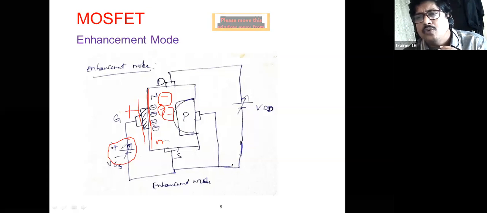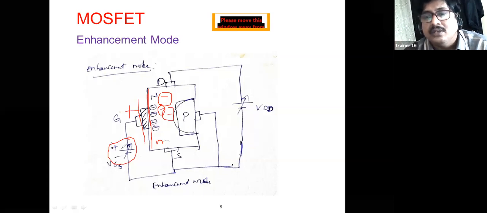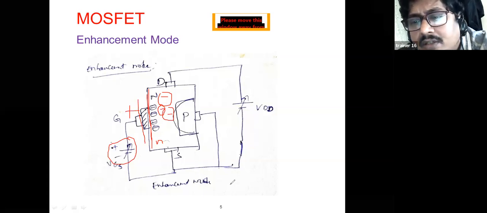We can give VGS as a negative voltage, then automatically in depletion mode the output current decreases. Whereas in the case of the enhancement mode, when VGS is positive, if you increase the positive voltage, automatically the current increases. So here that means negative charge developing is more. Any questions? So now it is clear.